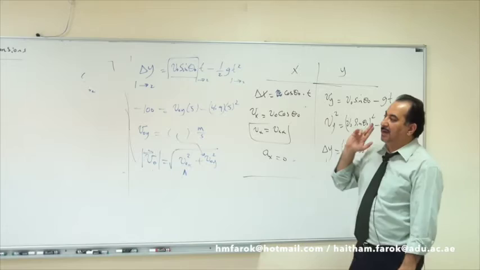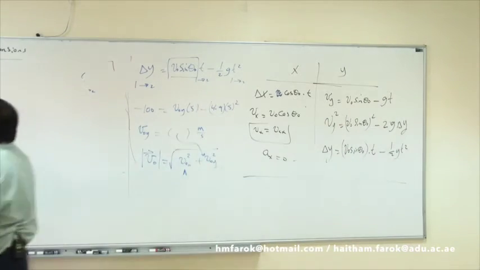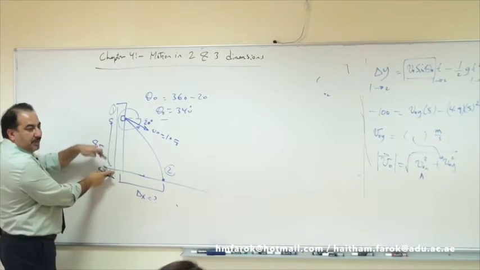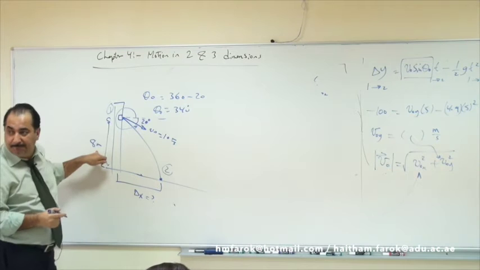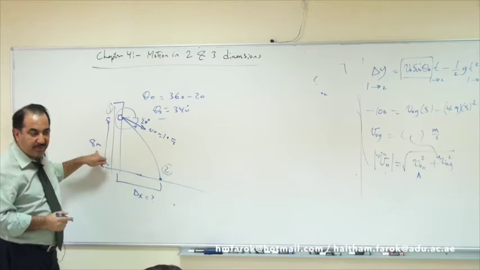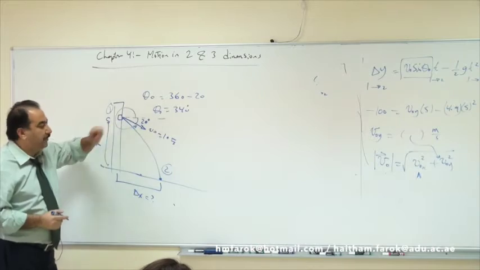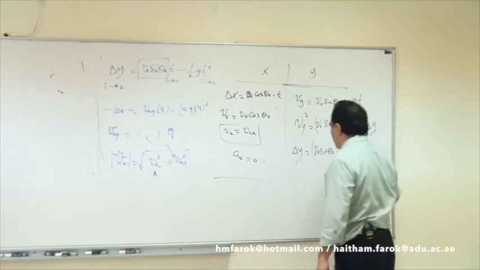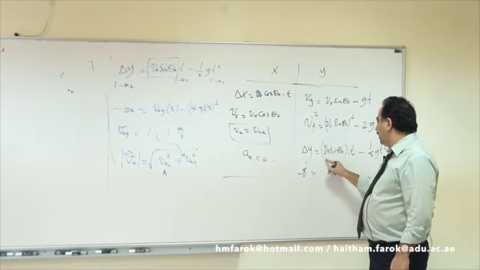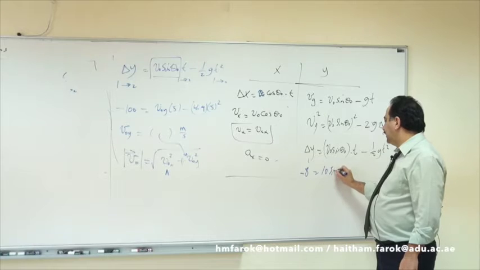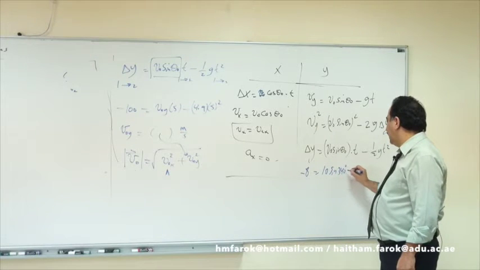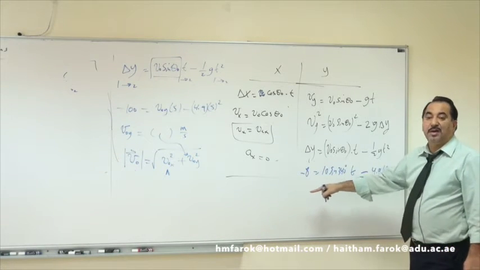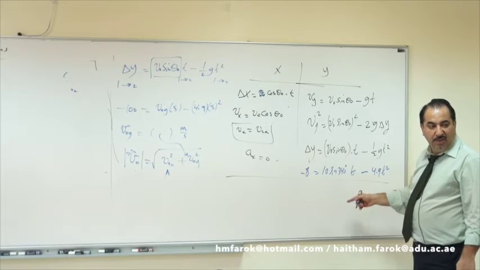Now think vertical, between 1 and 2. Delta y is given, minus 8. Anything else given? The angle is given. So which equation will help? The last one. Here you put minus 8 equals 10 sine 340 times t, minus 4.9 t squared. This is a quadratic equation. Solve it. You have two answers.